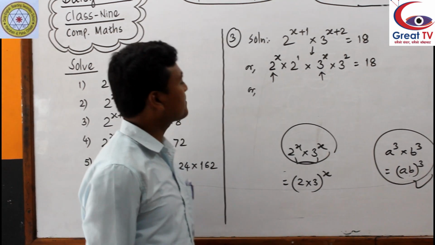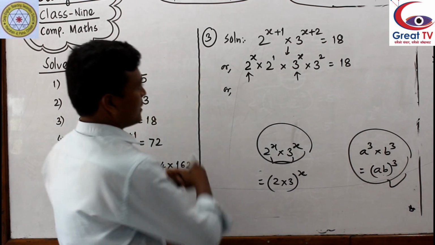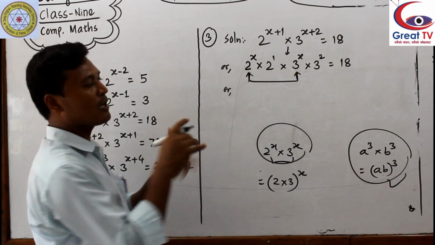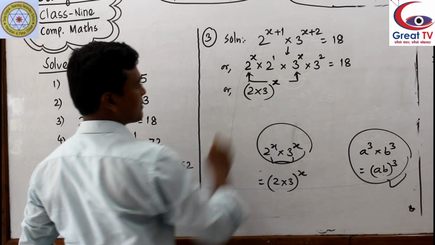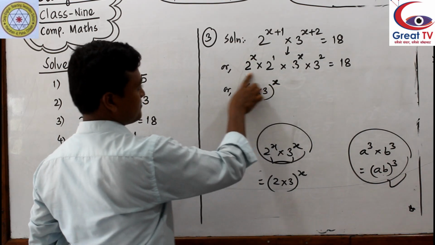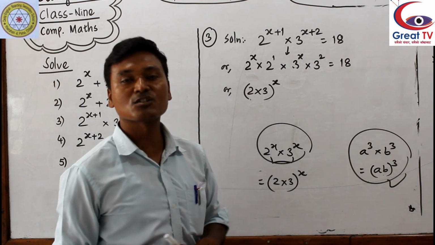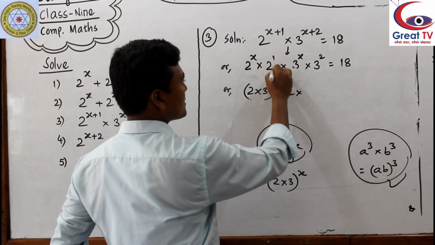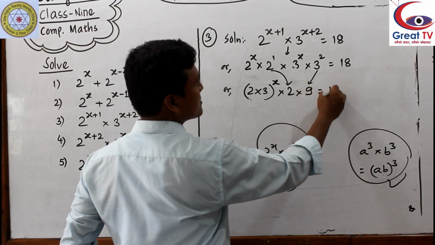So, using this concept, as 2 and 3 have equal powers, let us write these two into a single power: 2 times 3 whole power x. Because 2 has the power x, 3 has also the power x. 2 and 3 are equal powers, so we have written it using a single power. Times 2 to the power 1, right? Its value is 2. Then we have the remaining 3 squared, that is 9, equals 18.